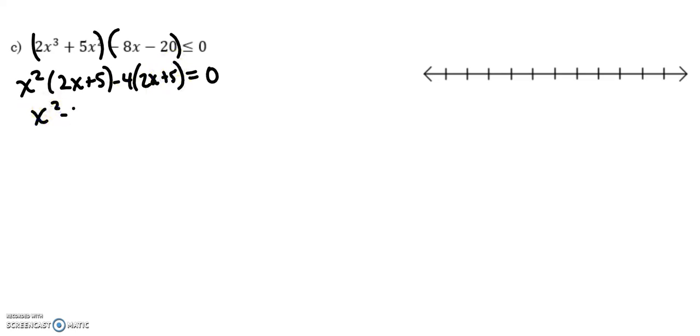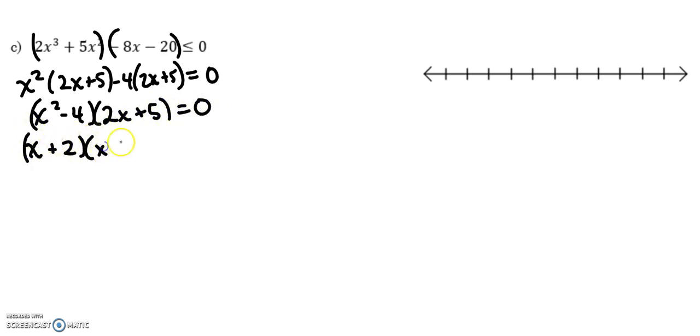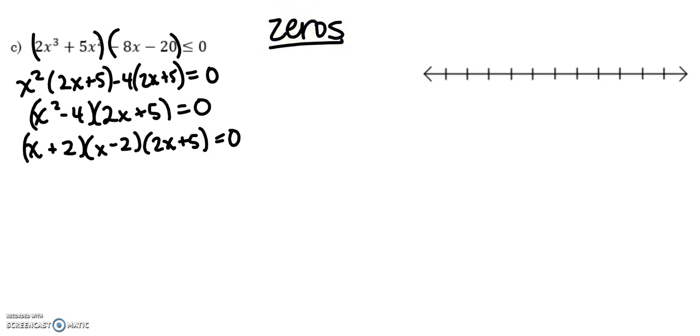So this will become (x squared - 4)(2x + 5) equals 0. So this will be (x + 2), (x - 2), and (2x + 5) equal to 0, which means my zeros are x equals -2, x equals 2, and x equals -2.5 or -5/2. Just depends on if you want fractions or a decimal.